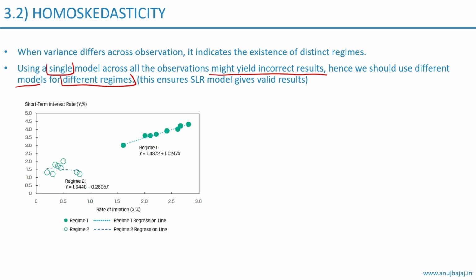So, for each regime having approximately the same variance of residual, it is advised that we use a single regression model for each regime. For the first 8 years, where the variance of residual is approximately the same, we use one linear regression model, and for the last 8 years, where the variance of the residual is approximately the same, we use another regression model. This way, we satisfy the assumption of homoscedasticity, and the simple linear regression model gives us accurate results.